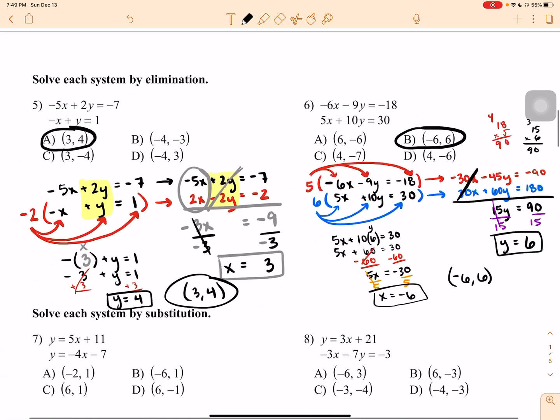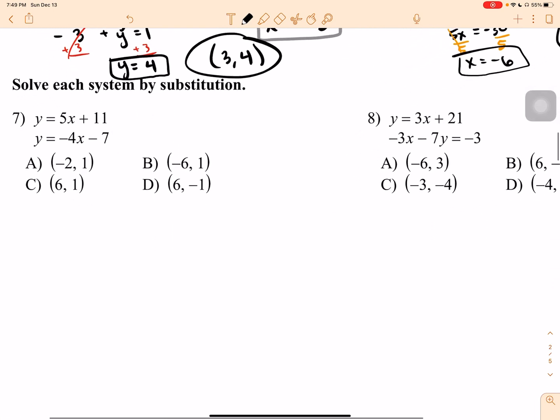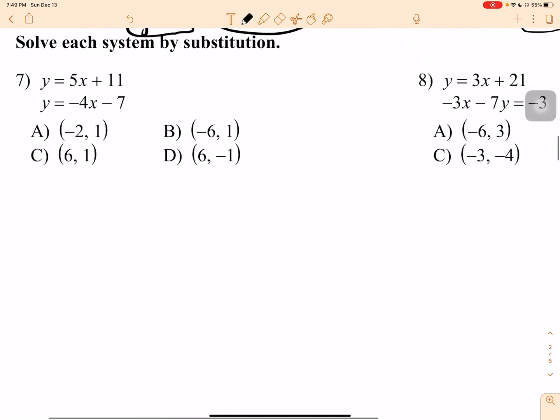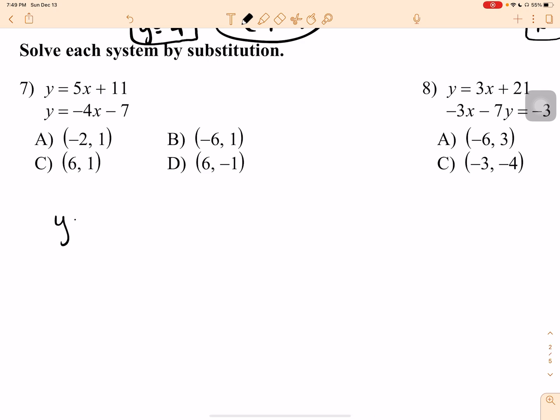Okay, so let's move on to number 7. It says solve each system by substitution. You guys notice that each of them is equal to y, right? So y equals 5x plus 11 and y equals negative 4x minus 7. So they're all equal to y. I'm just going to plug in 5x plus 11 for y into my second equation. So I get 5x plus 11 equals negative 4x minus 7.